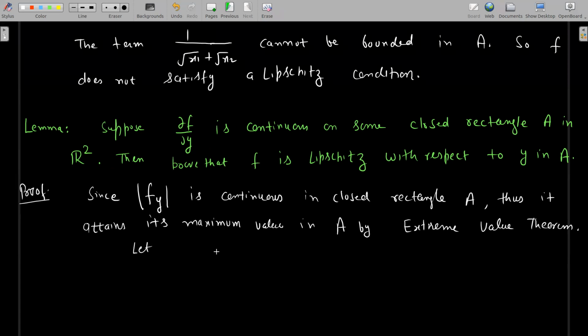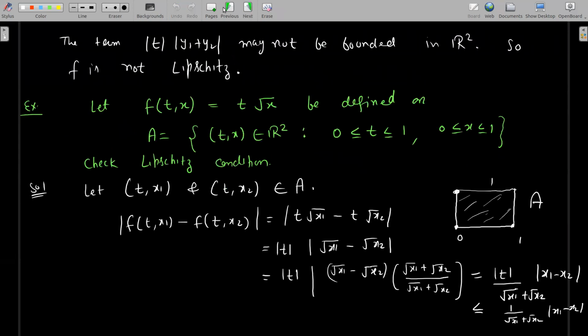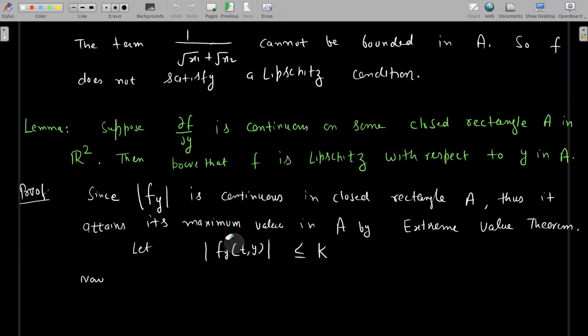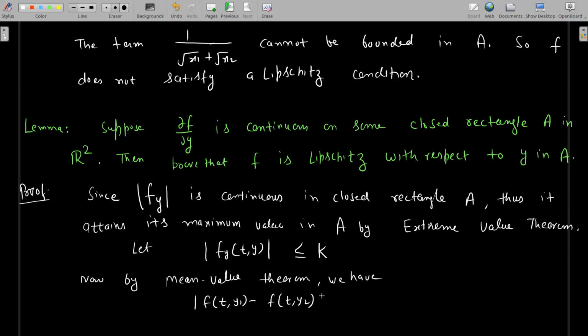Now there will be some maximum value. Let |fy(t,y)| be less than or equal to K, where K is the maximum. Okay, now what do we have to relate? The definition is this difference, f(t,y1) minus f(t,y2). We have to relate the derivative and this difference. So now by the mean value theorem, we apply the mean value theorem on this difference f(t,y1) minus f(t,y2). You have studied this theorem in one variable: f(b) minus f(a) equals f dash c times b minus a, where c is a point between a and b.